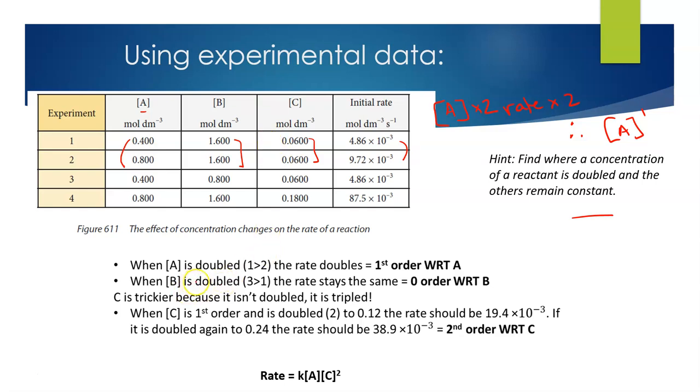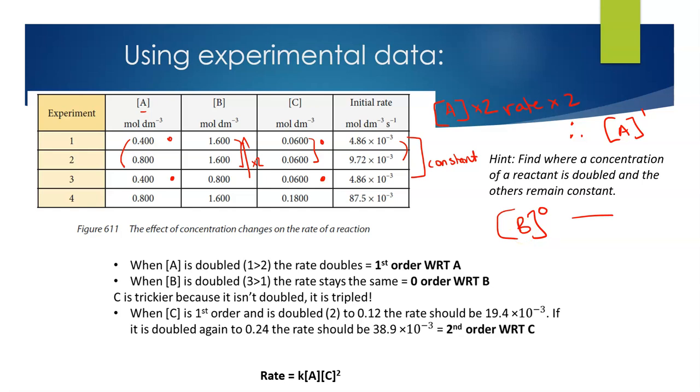I can then have a look here where we want to compare some others. When B is doubled, so between 3 and 1, these two are constant, these two are constant, and then I have 0.8 to 1.6. So going up to here, I have doubled the concentration of B, and I see that the rate is constant in this case, which means that in regards to B, this is a zero order reaction, because when we altered the concentration of B, the rate did not change.